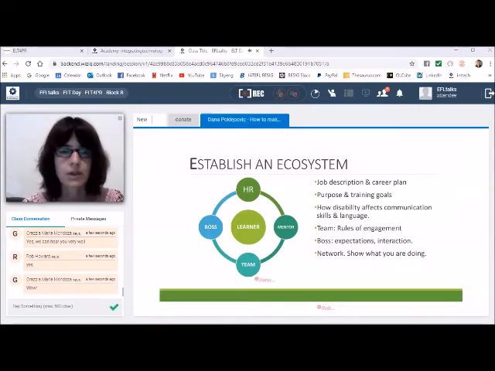I suggest that you create an ecosystem where all the stakeholders are important and need to participate. This is made for a company, but we can adapt it to schools too. The learner is always at the center, and we have, in the case of a company, the human resources department that has to give us the job description and the career plan of this person that is working in the company, with what is expected from them and what they can and can't do. And based on that, we can prepare our lessons.